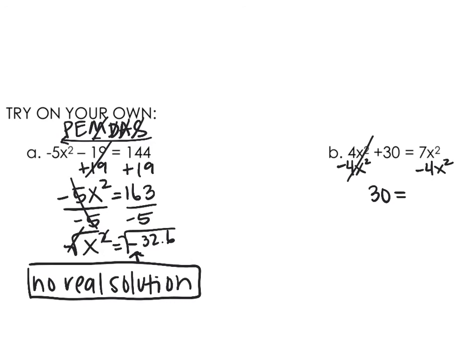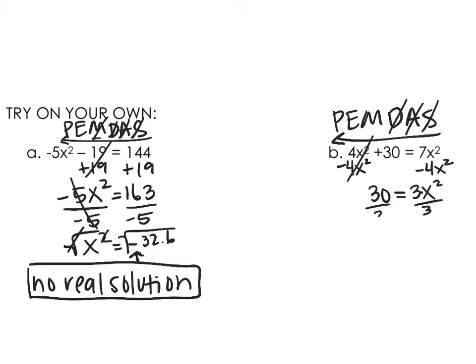And then on this right side, I'm able to combine these like terms. 7x squared minus 4x squared would give me 3x squared. So now I'm able to do my SADMEP process, and I see I don't have any adding or subtracting. Nothing is being divided, but I do have something being multiplied, 3 times x squared. So I'm going to divide by 3, leaving me with x squared equals 10. Now that I got there, I'm able to get rid of my exponents. So I'm going to square root on both sides.